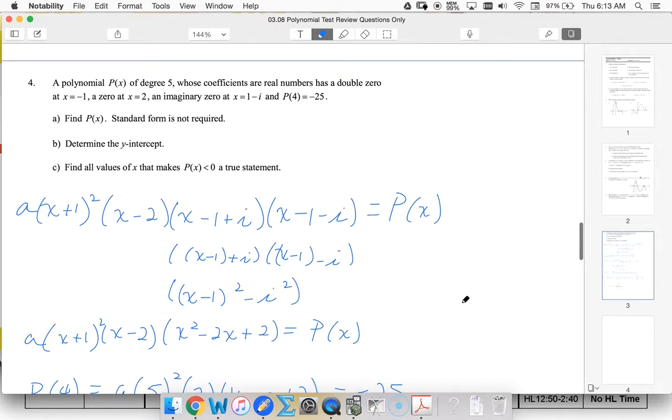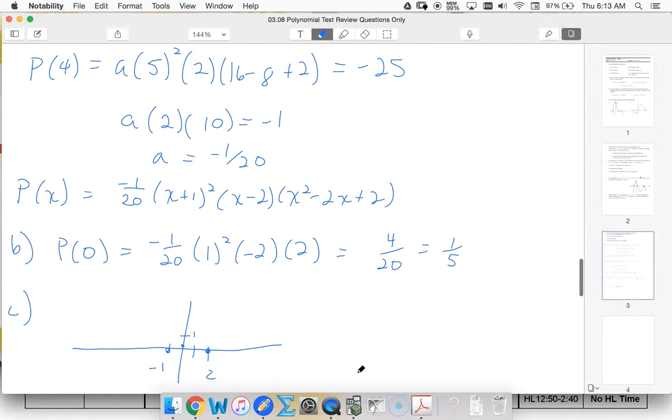I know it's degree 5, so that's an odd degree. Normally that goes from -infinity up, but it's negative, so it's going to point the other way. So I'm going to have a bounce here, come through. We don't know where the imaginary roots are, but it might look something like that. So I've got some sort of shape that looks like this. Looking at this, it looks like for x less than 2 is where my polynomial is negative.